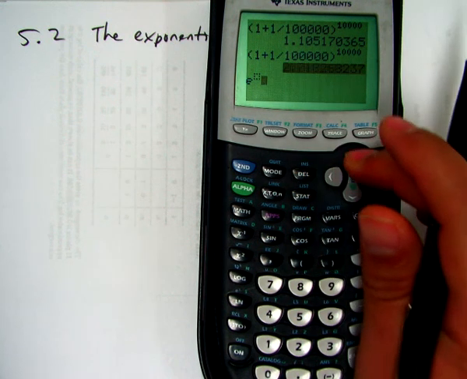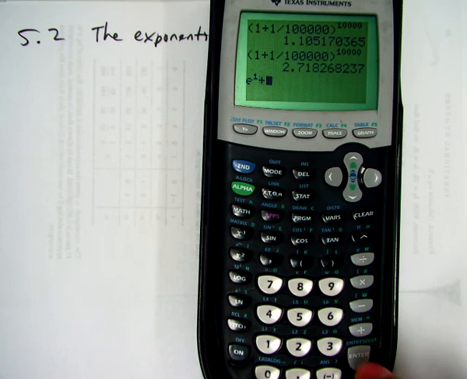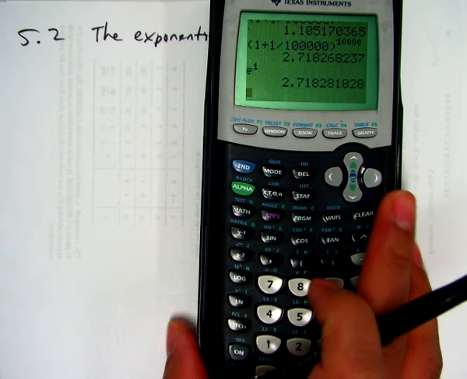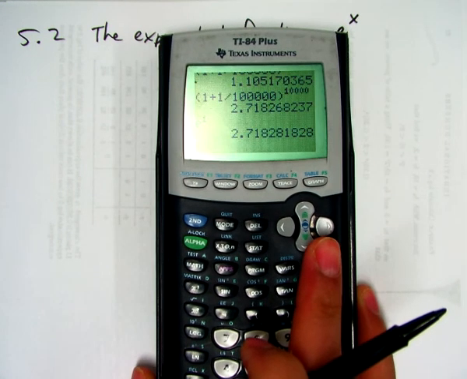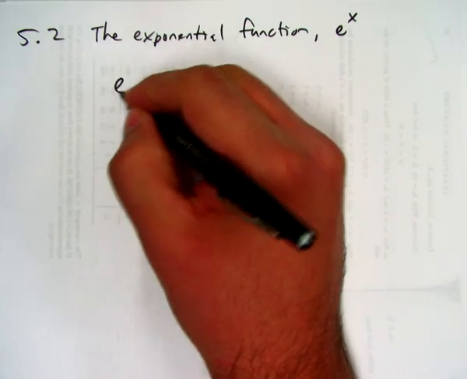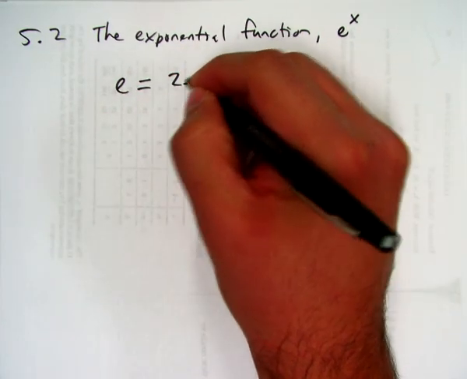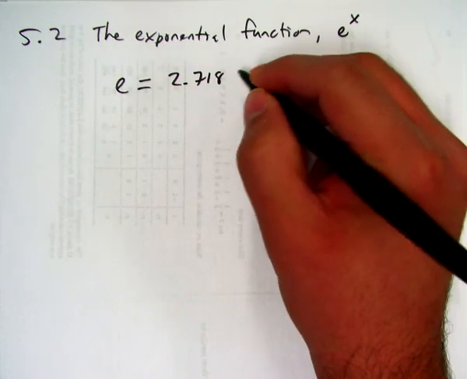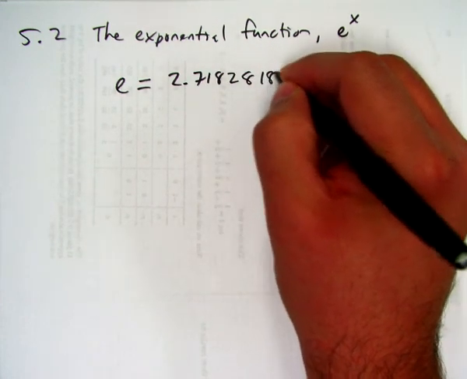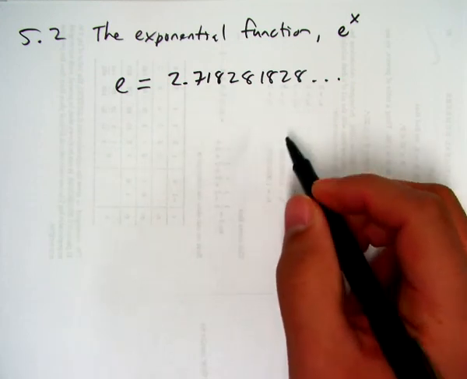So if we wanted to evaluate just e, we can do e to the 1. Okay, and it tells us that it's about 2.718. Okay, so e is about 2.718. This is an irrational number. It keeps going forever. Okay, this is what the calculator tells us.